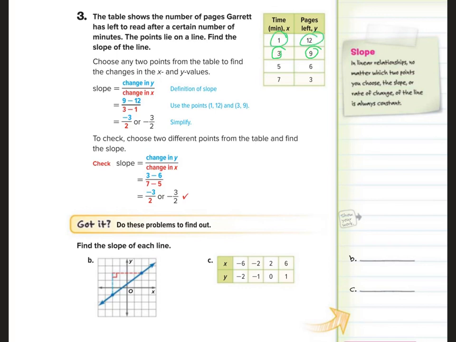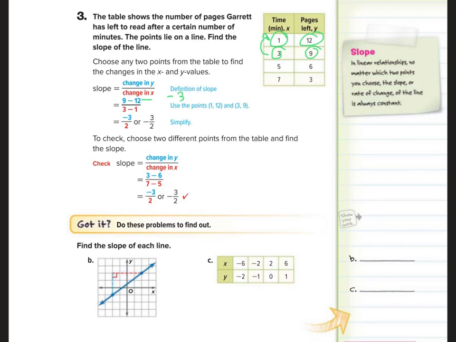So the y would be the change, the vertical change. So it would be 12 minus 9, or 9 minus 12, is equal to negative 3. And then 3 minus 1 would equal 2. So it's negative 3 over 2 would be the slope. And then you're able to check your answer by substituting back in negative 3 over 2. All right, now we're going to do the got its, B and C.